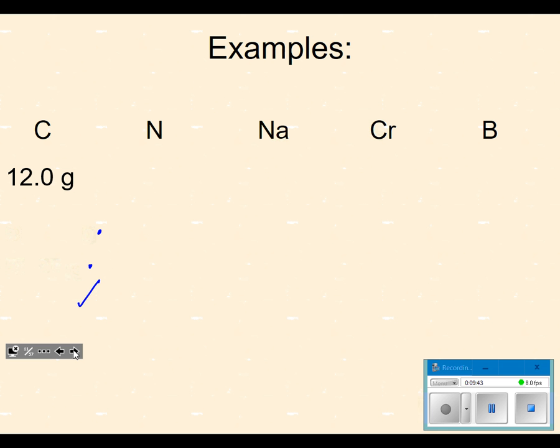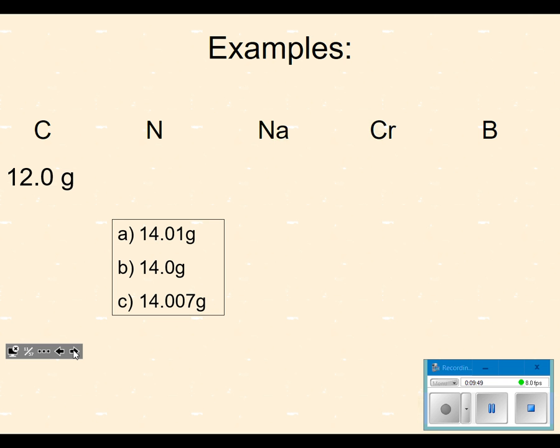All right, let's look up nitrogen now. All right, and nitrogen, we have some options for it as well. So when we look at the periodic table, this is the value that we're given on the periodic table. This is rounded to the hundredth. This is rounded to the tenth. So we would make B our actual answer.